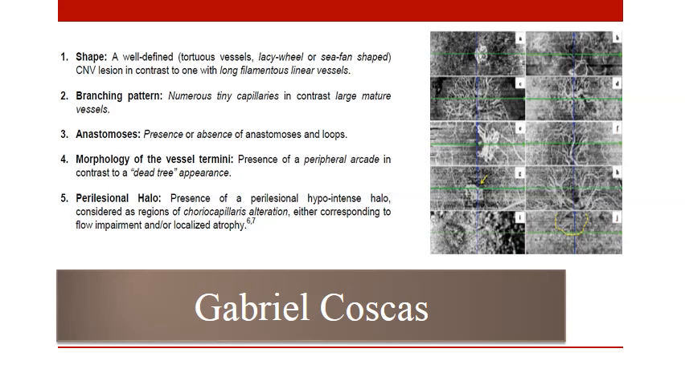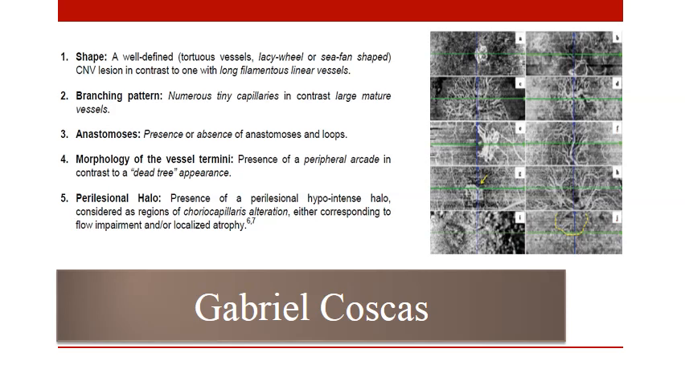First, we are going to describe the activity signs in CNV as described by Koskas. The shape: well-defined tortuous vessels, lacy wheel or C-fan shape CNV, in contrast to long filamentous type. Branching: numerous tiny capillaries, in contrast with large mature vessels. Anastomosis: presence or absence of anastomosis and loops. Morphology of the vessel termini: presence of peripheral arcades, in contrast to dead tree appearance.